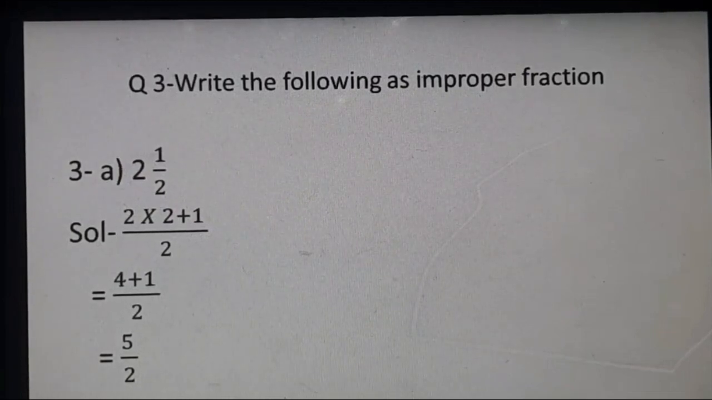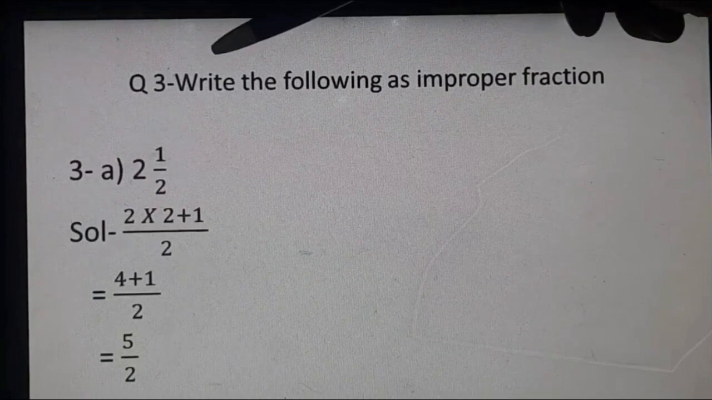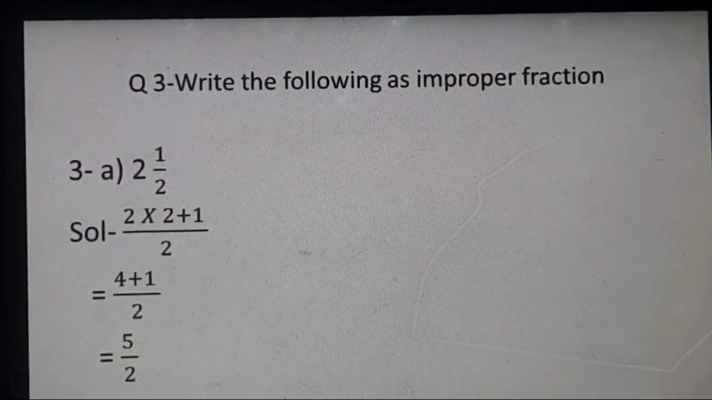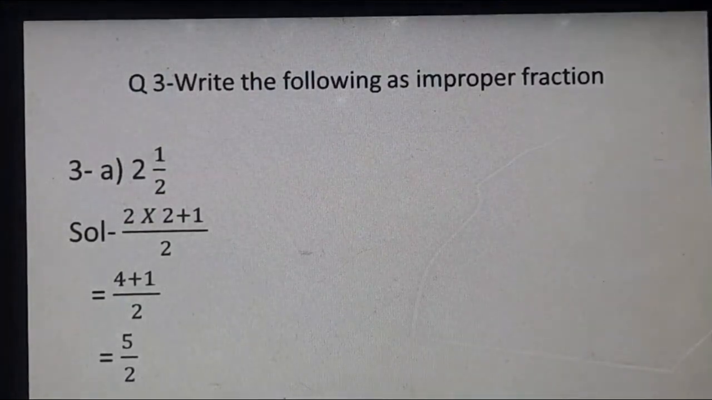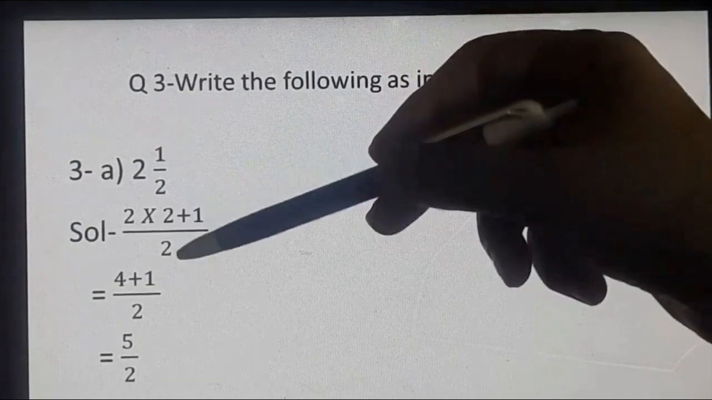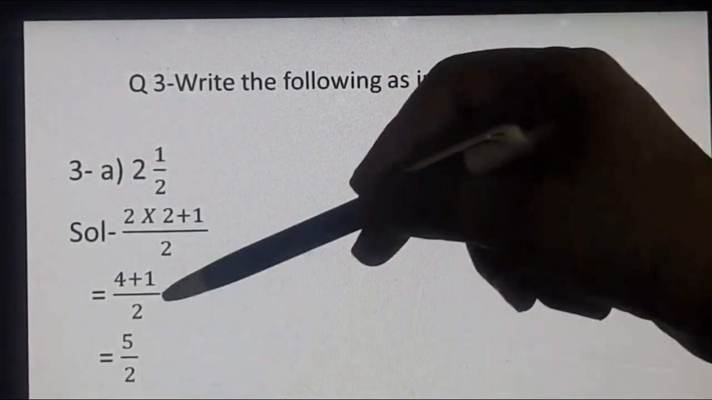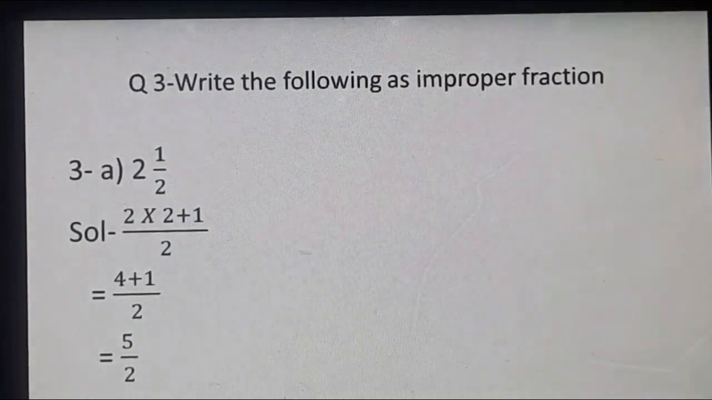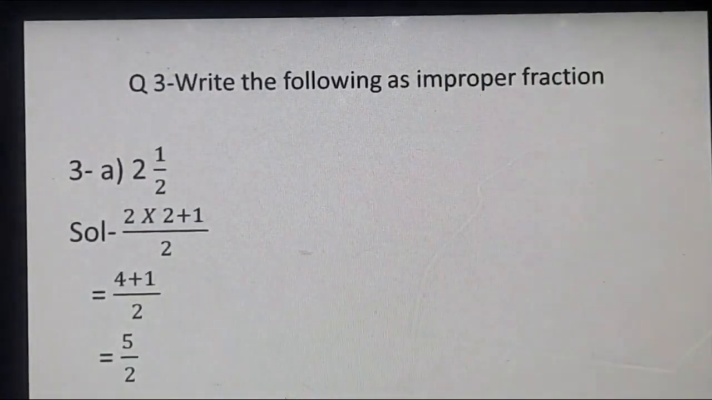Homework given to you was question number 3, A to E parts of exercise 5A. Question 3, write the following as improper fractions. 2 whole 1/2. So 2 multiplied by 2 plus 1 upon 2. 2 2s are 4. 4 plus 1 upon 2. 4 plus 1 is 5 upon 2. So 2 whole 1/2 is changed into 5/2.